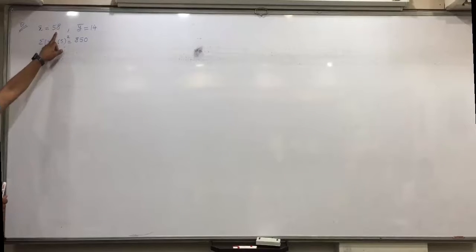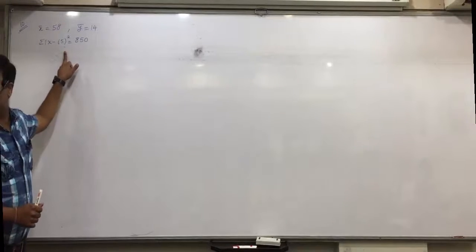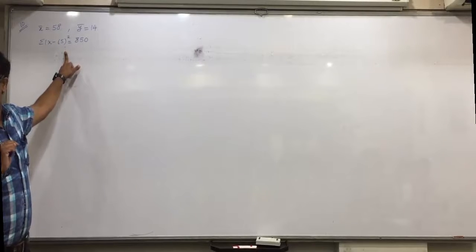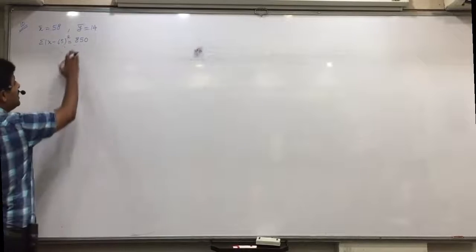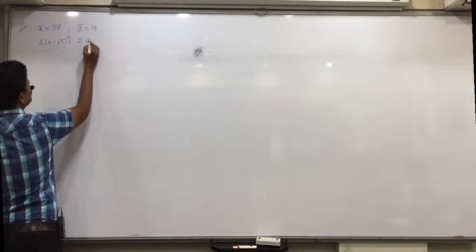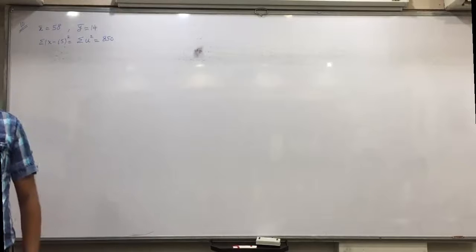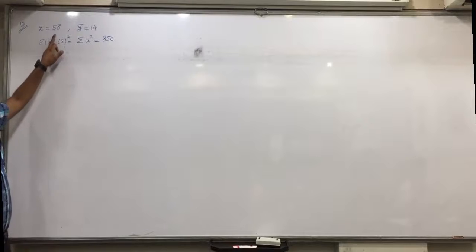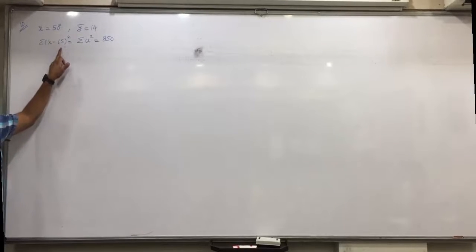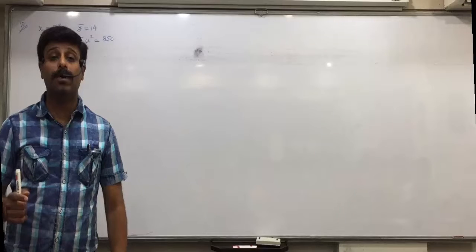What is x bar? 58. Is it x minus 58? Is it x minus x bar? No. Can I say it is x minus assumed mean? Yes. And what is x minus assumed mean? U. So what is this 850 basically? Sigma u square. When would you have said that it is sigma (x minus x bar) whole square? When in bracket the number used was 58. Have they used 58 in bracket? They have not used x bar in bracket. Other than x bar, you use any number, then what is that number?